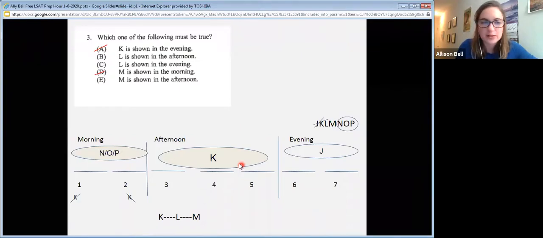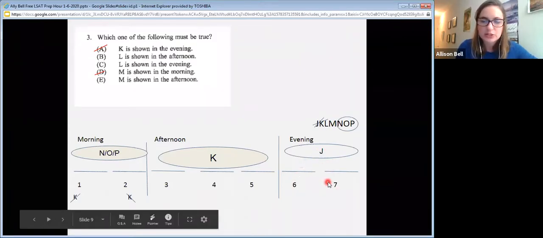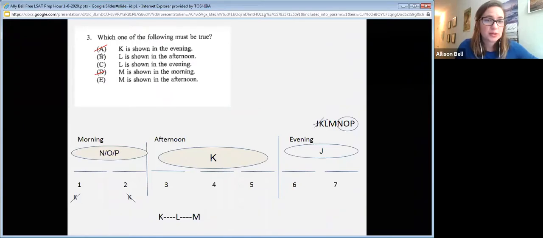Well, if that were false, L would go in the morning, which isn't possible, or it would go in the evening. Let me think about would it work if it went in the evening. If I put L here, I'd have to have M after it, but I also already have J. So it doesn't seem like it's possible for L to go in the evening, and it can't go in the morning, so it looks like the only place L could go is in the afternoon. So I've found my correct answer. L has to be shown in the afternoon.